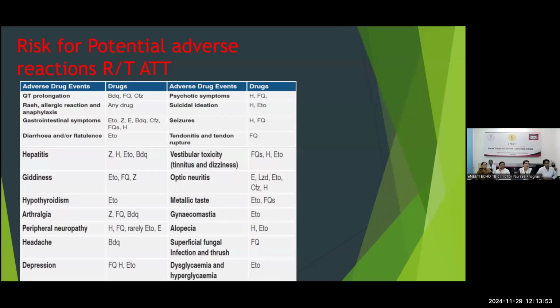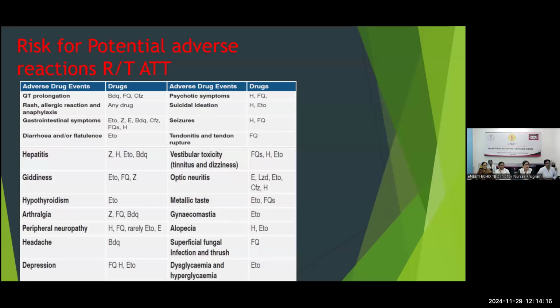Now you can see the slide. This is the risk for potential adverse reactions, which is the main topic of today's case presentation. You can see QT prolongation. The drugs are bedaquiline, fluoroquinolone, or clofazimine. There is a QT prolongation that may lead to arrhythmia. And with any drug, rash, allergy, and reactions can be present.